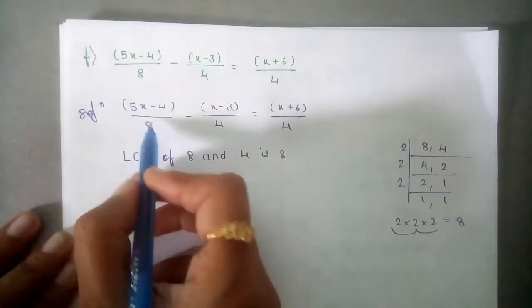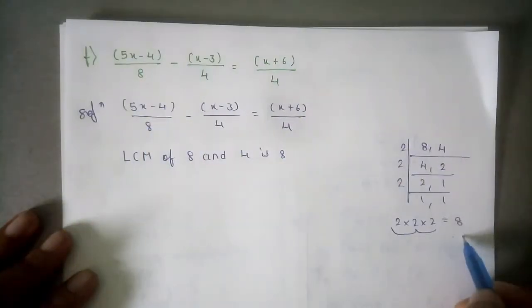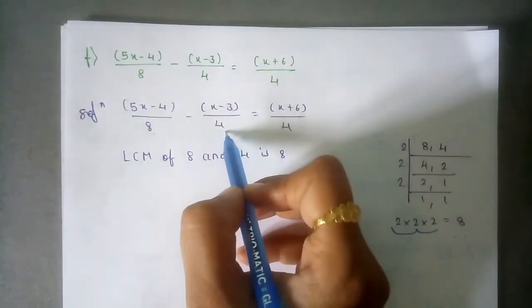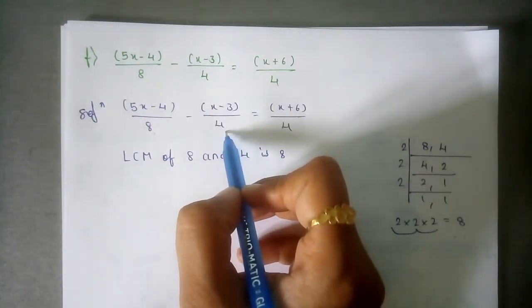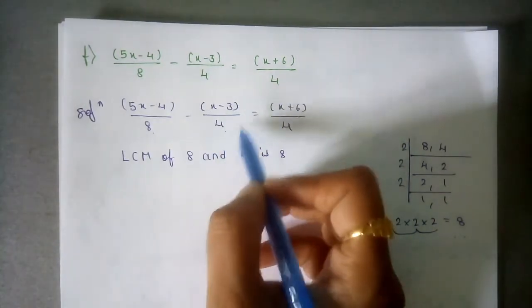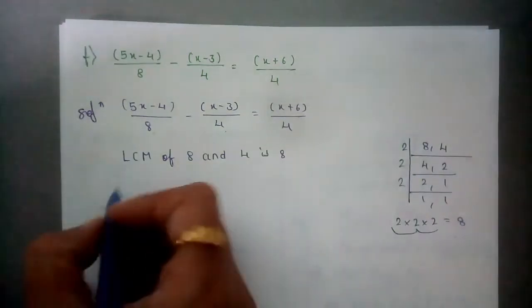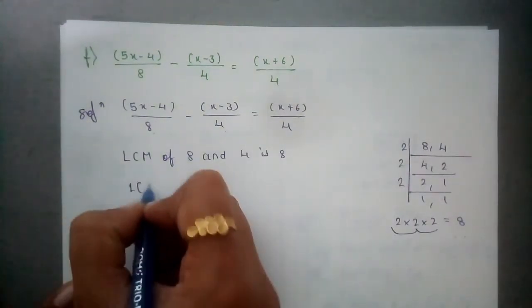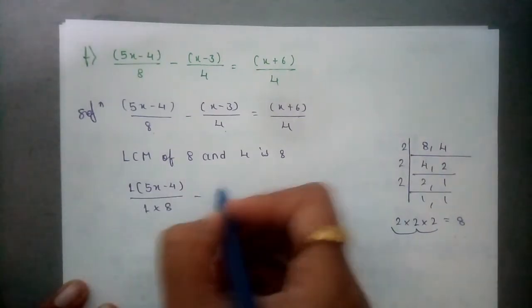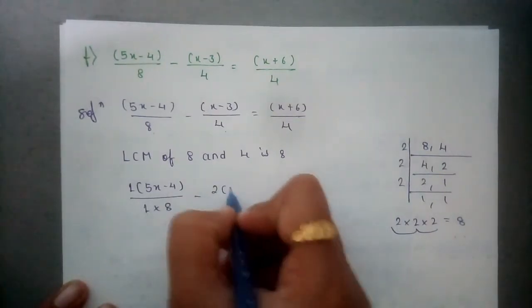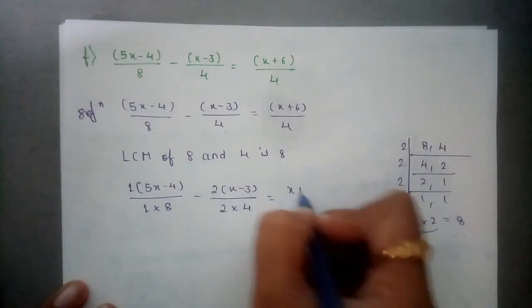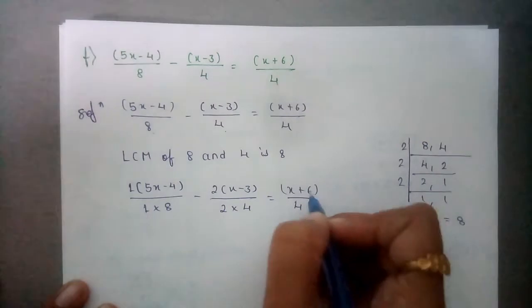So to get here, already 8 is given and the LCM is 8, which means we will multiply the numerator and denominator with 1, and here it is given 4, and to make this 4 as 8 we will multiply it with 2. It means we will multiply the numerator and denominator with 2. So here we will write 1 into (5x minus 4) divided by 1 into 8, minus 2 into (x minus 3) divided by 2 into 4, which is equal to (x plus 6) divided by 4. We will write as it is.